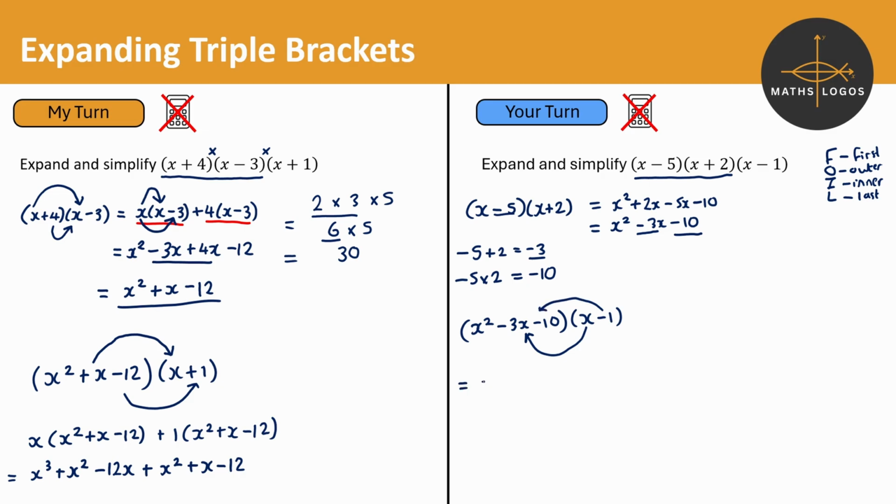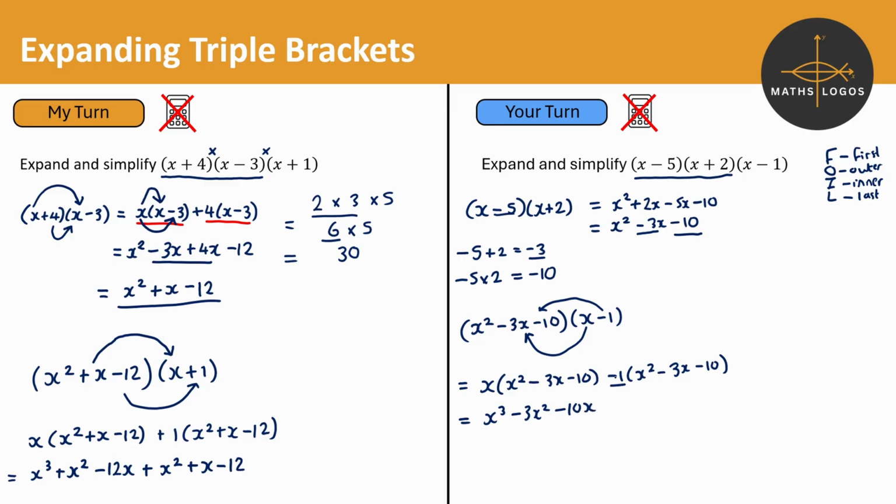Just to show you what that would look like if we were writing out this extra step is x upon x squared, subtract 3x, subtract 10. So that's x multiplied by everything in the bracket, and then negative 1 multiplied by everything in the bracket. I find this extra step is helpful just so we don't go wrong. Then I expand each of these brackets in turn. So x multiplied by x squared is x cubed. X multiplied by negative 3x is negative 3x squared. X multiplied by negative 10 is negative 10x.